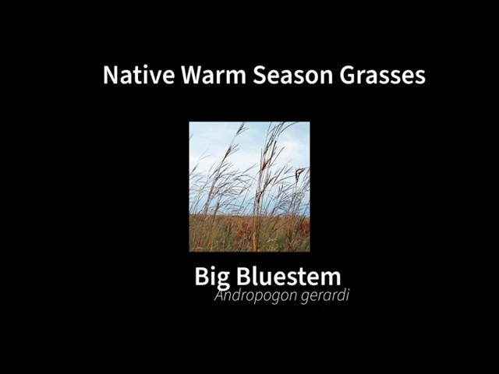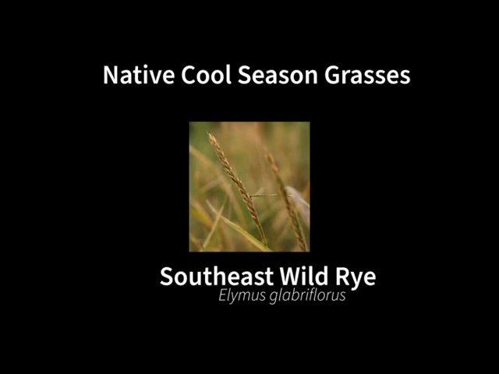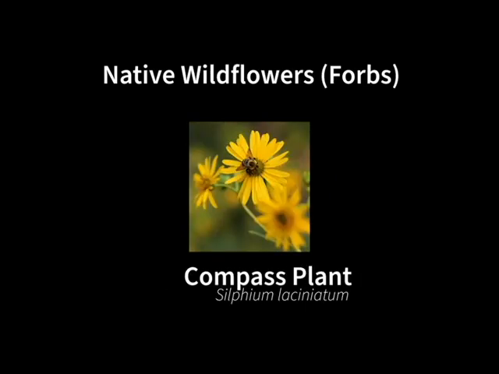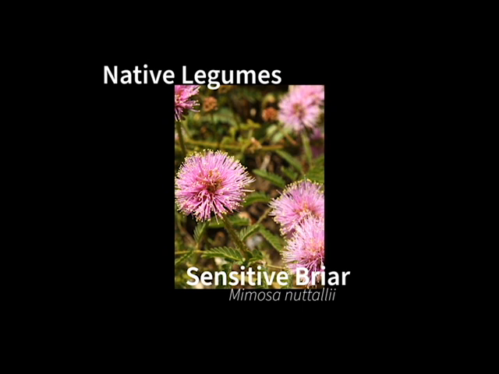Insects are the bottom of the food chain for wildlife. Functional diversity groups: native warm season grasses, native cool season grasses, native wildflowers, and native legumes.